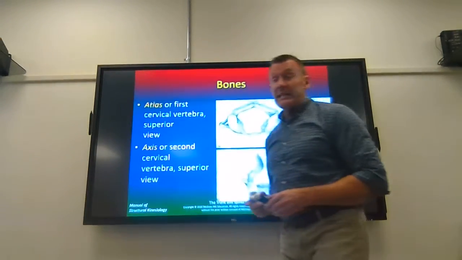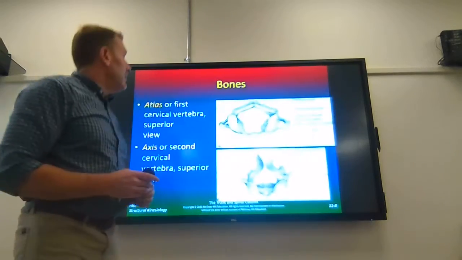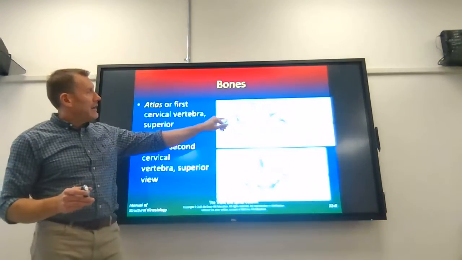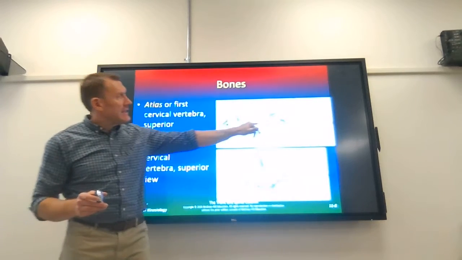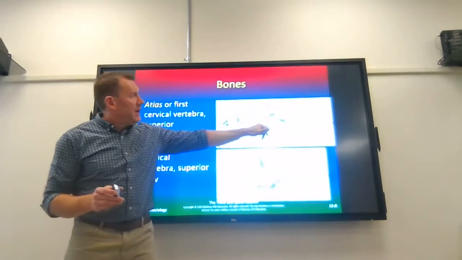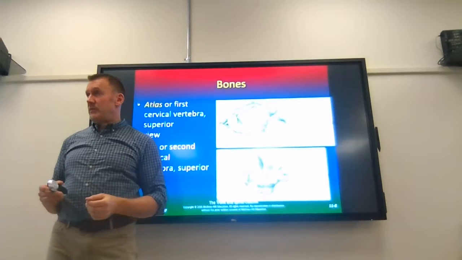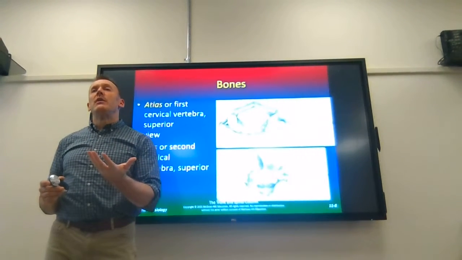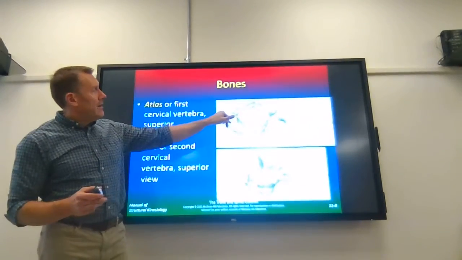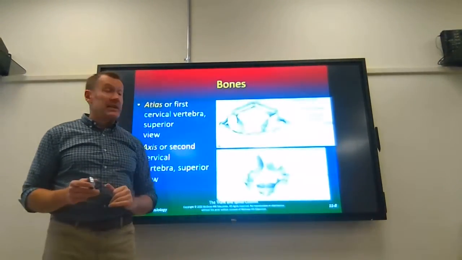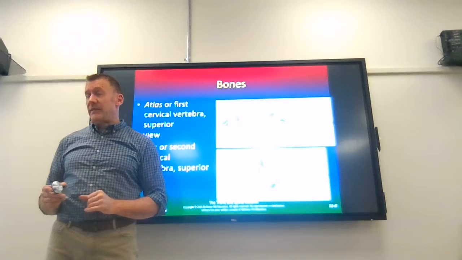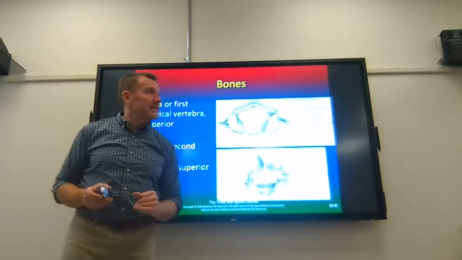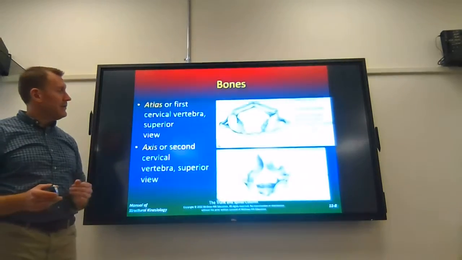Okay, so the atlas and the axis. The atlas is the first cervical. It has 2 articulating facets for the occipital condyles of the skull. If you look at the bottom of the skull, there are these 2 facets where the atlas articulates. We call that the atlanto-occipital joint. The atlanto-occipital joint is between the skull and the first cervical.